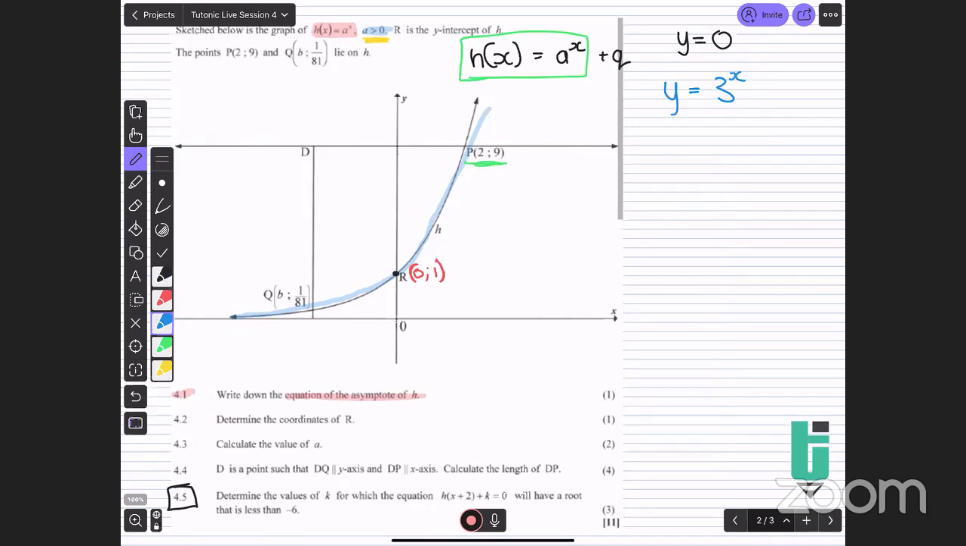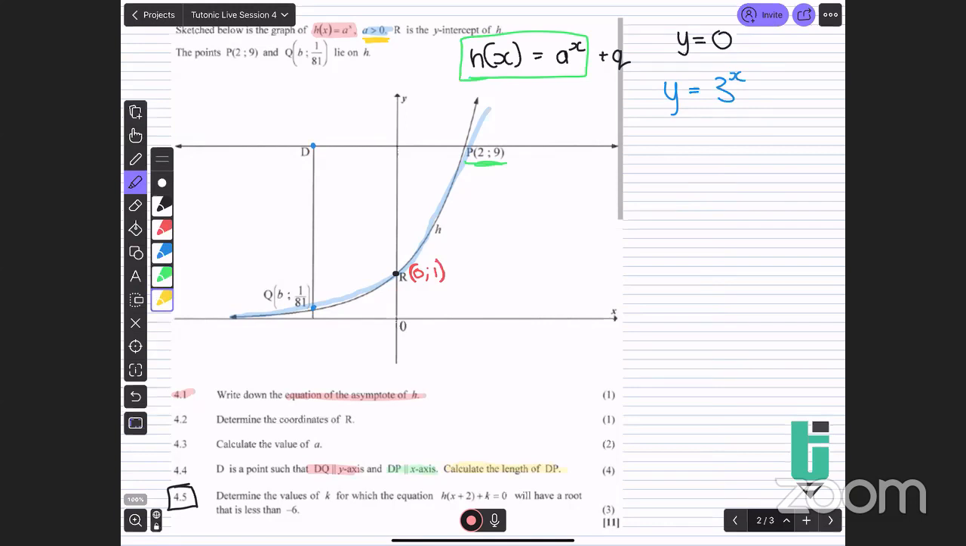Okay, now it says D is a point such that DQ is parallel to the y-axis. So that's really important, right? Remember I told you guys that everything in maths is a language, so you have to be able to translate. And then DP is parallel to the x-axis, and they say calculate the length of DP.